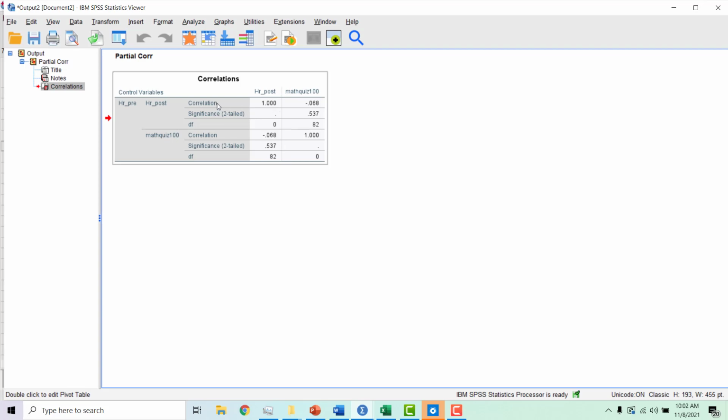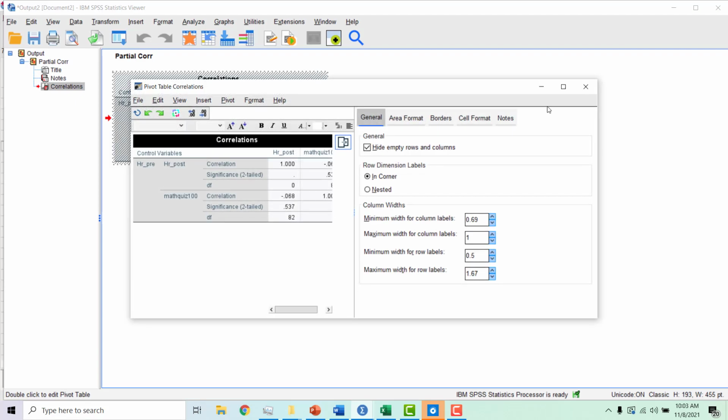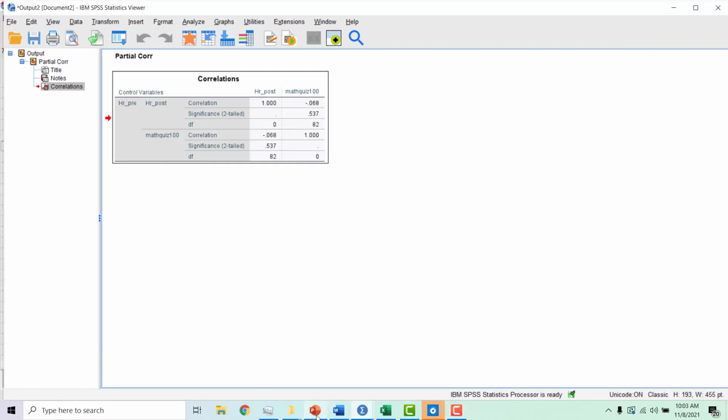So here we can see that the correlation is actually pretty low. Remember this is symmetric, so the bottom left is the same as the top right, but the correlation between heart rate post and math quiz accounting for heart rate pre is 0.068. And the significance is on the test where the null hypothesis is the correlation equals 0 and the alternative hypothesis is the correlation is not equal to 0. As you can see, it's very, very non-significant. So that's partial correlation in SPSS.